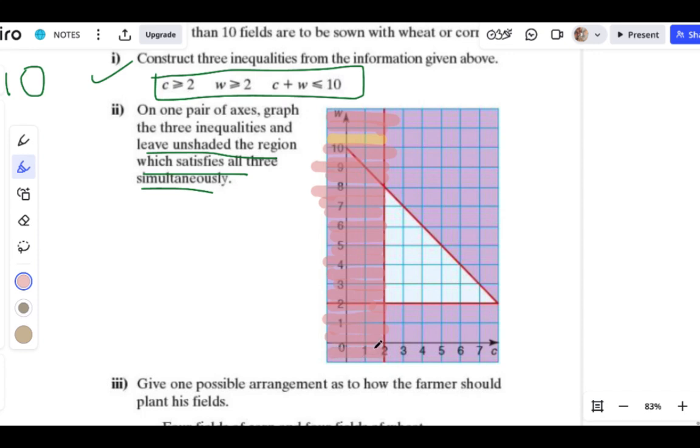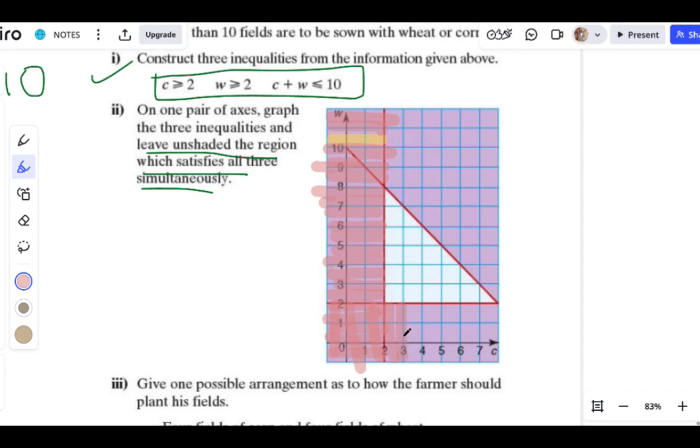That's the first one. The second one is W is greater than or equal to 2 also. So this is the W axis. You go to 2, draw a solid line. And then when we draw a solid line, we shade. Why do we shade it down? Because greater than is this way, up. Greater than 2 is up. So they say we should leave or shade that region. So we shade the below side, the opposite side.